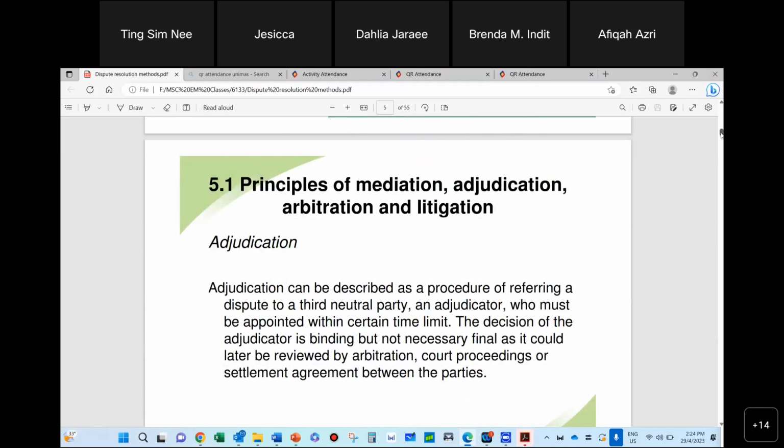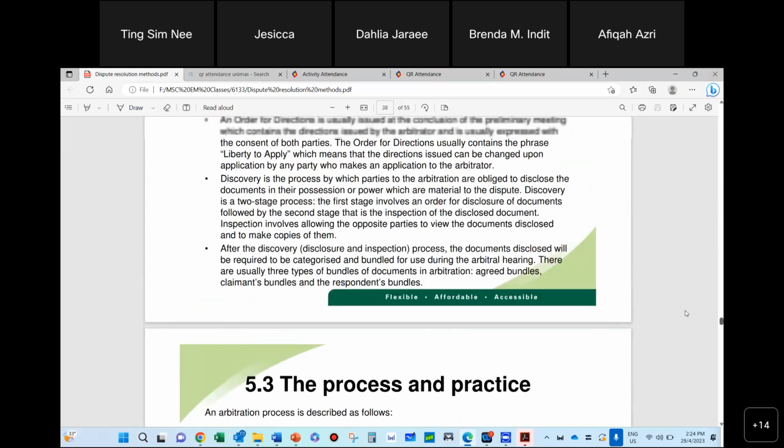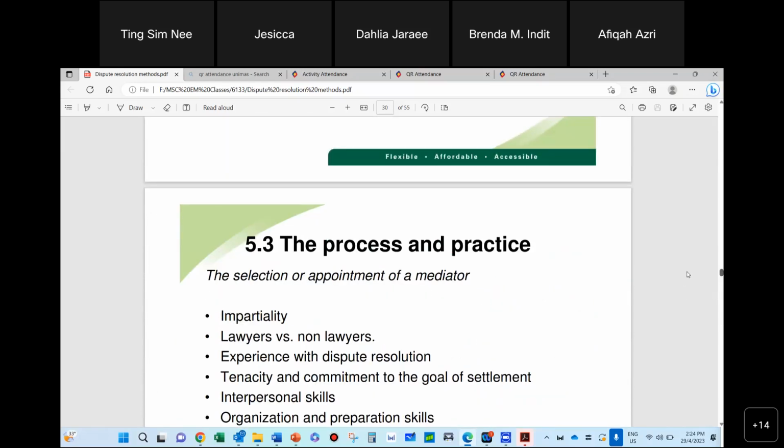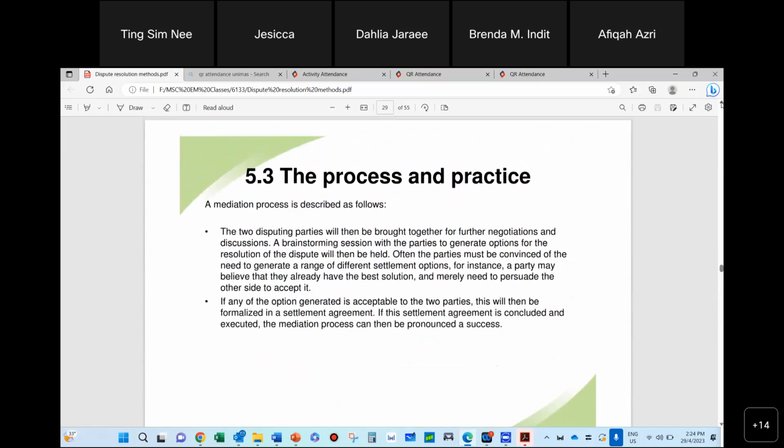So there is a section 5.3. I have a process here on mediation, the whole process on mediation. You can have somebody who is a trained mediator. You have to select one, and the two disputing parties are brought together to discuss and negotiate further, and they will talk to one another. As a mediator, you record their opinions and their standing, and then you provide a range of settlement options. You can try to convince them to agree on the best solution. You can persuade one another to help.